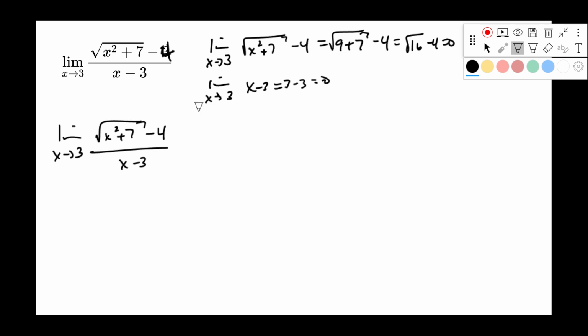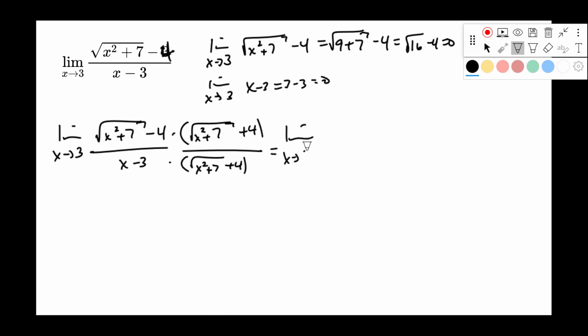Well, what I'm actually going to do, and we do this a lot in calculus, is we're actually going to multiply by the conjugate in the numerator. So we're going to multiply by the conjugate of the numerator. That's the square root of x squared plus 7 plus 4. We're going to multiply that on the top and on the bottom, numerator and denominator. Okay, that still leaves me with the limit as x goes to 3. I'm going to start multiplying.